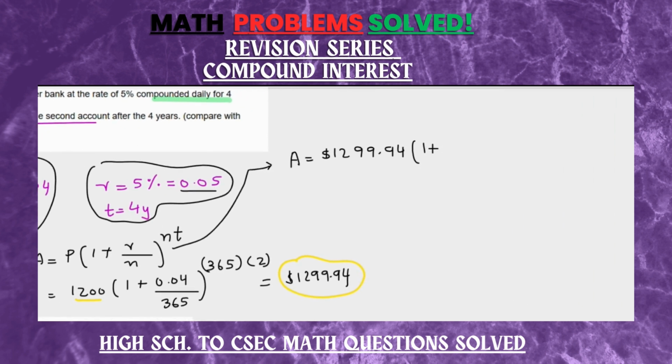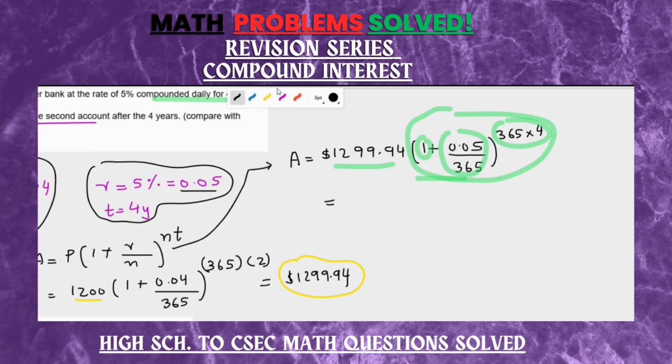That is 0.05, right? It's again daily compounding, so you have to take n as 365, and then 365 times for how many years? The period was 4 years, so you have to put 4 here. Then you have to divide these two, add the answer to 1, multiply these two and take the exponent, then multiply this with all of these, right?